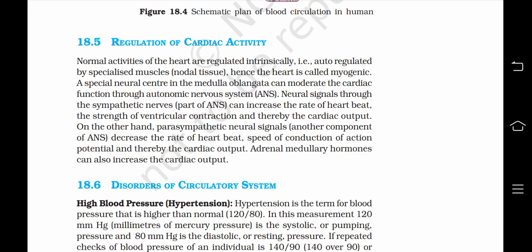On the other hand, parasympathetic neural signals, another component of the ANS, decrease the rate of heartbeat, the speed of conduction of action potential, and thereby the cardiac output. Adrenal medullary hormones can also increase the cardiac output.